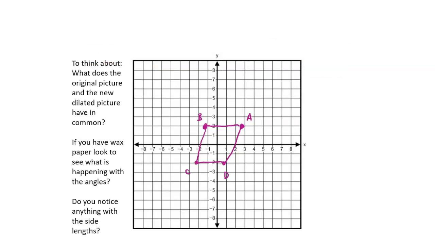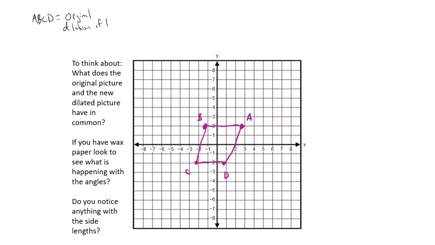And so things that I want to think about while we go through this is what does the original picture and the new dilated picture have in common? If you have any wax paper at home, look to see what's happening with your angles. And do you notice anything about the side lengths of things? Okay, so the first thing is this is a quadrilateral, so I'm just going to call it A, B, C, D. And this is, again, the original picture, so we're just going to say original. And our original does have a dilation of 1. So that means that nothing changed.